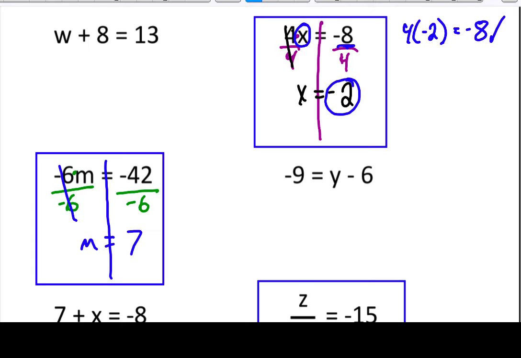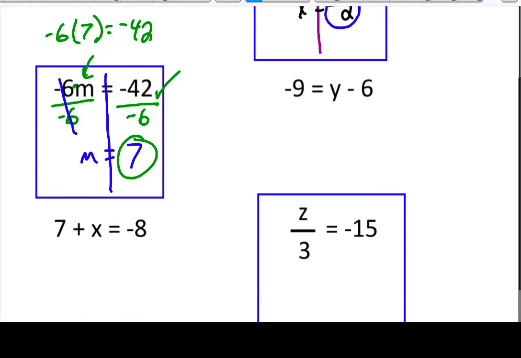A quick check of my solution. Put the 7 back in for m. So -6 times 7. Well, a negative times a positive is a negative. 6 times 7 is 42. And I did it correctly.